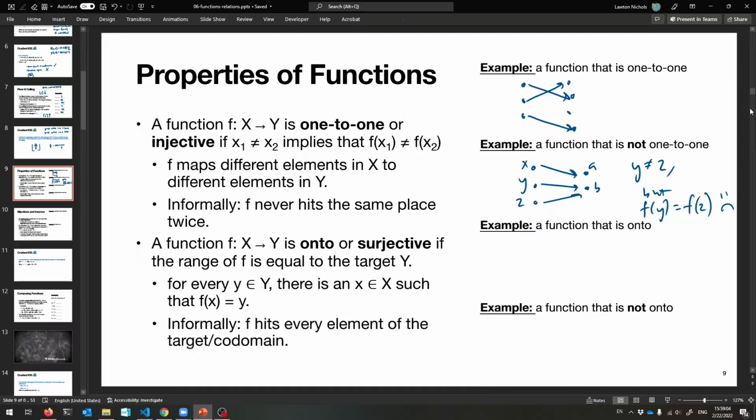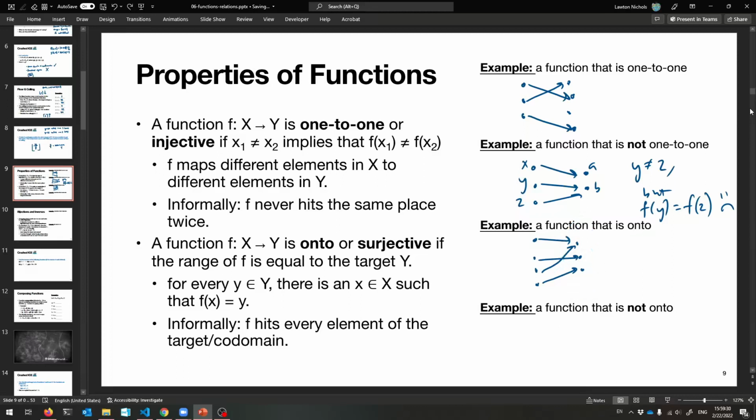So here's a function that's onto. This is just a random function. It is onto. It doesn't matter that there's overlap. It's not one-to-one now, but every element of the target is being hit. Assume that this is every element of the target.